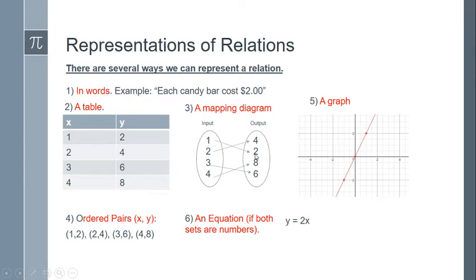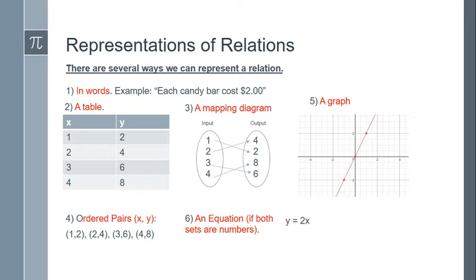All right, so let's talk about how we can represent relations. Okay, so there are several ways that we can represent a relation. We're going to talk about the six most often used. And the first one is in words. For example, I can describe the relationship between the number of candy bars I buy and the cost by simply saying each candy bar costs $2. So there I'm relating the total cost and how many candy bars we're purchasing.